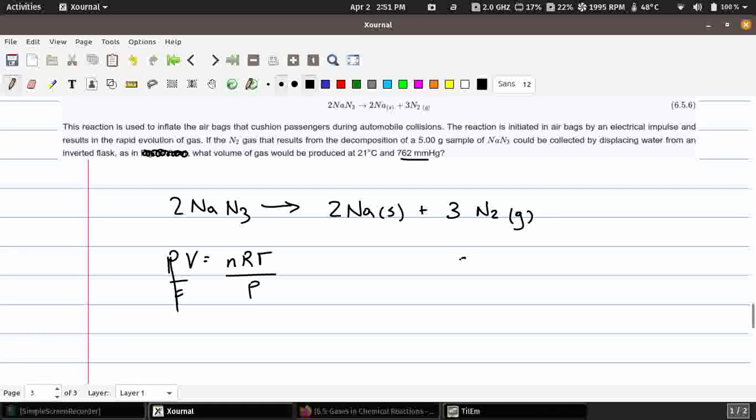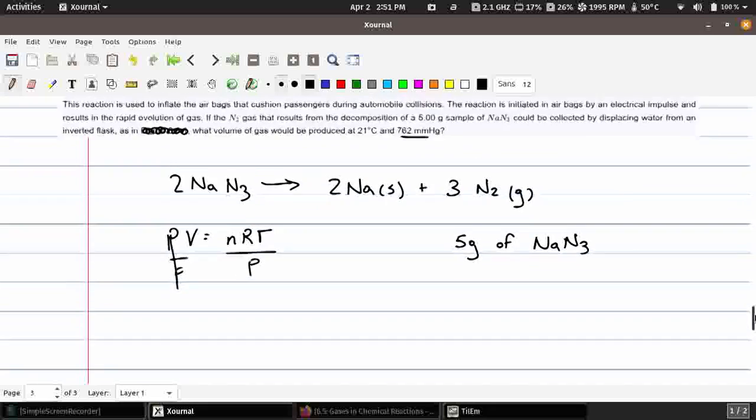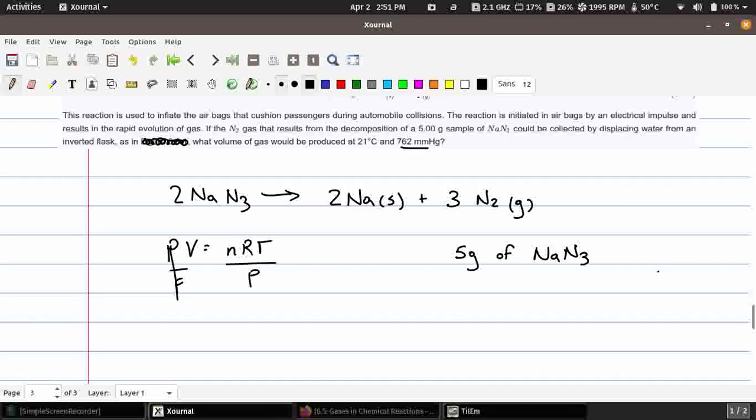So you have 5 grams of sodium azide. Let's figure out what the actual molecular mass is, because we weren't given that. That's 22.99 grams per mole. And then that's 42 grams per mole, because it's 14 times 3. So you just add these up and you're at about 64.99.